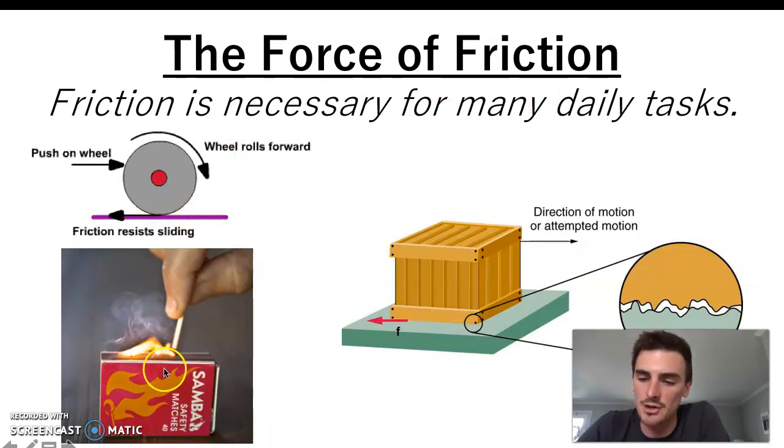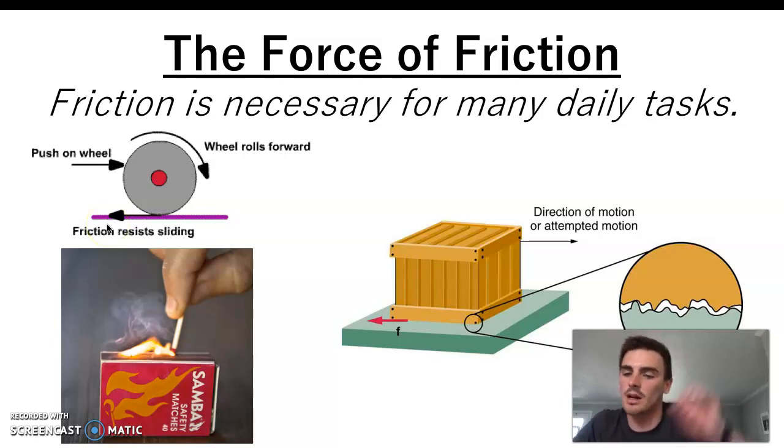Friction is how a match works on the side of a matchbox. We'll cover a little bit about how important friction is with wheels. It's one of the reasons why we throw sand on the ground in the winter with ice, because it gives us friction. Or even in Colorado, a lot of big semis put chains on their tires.